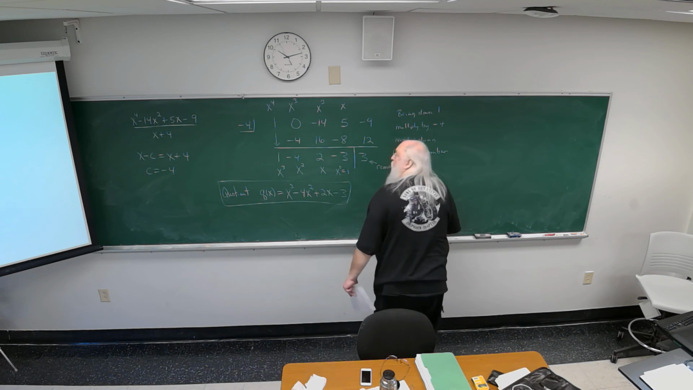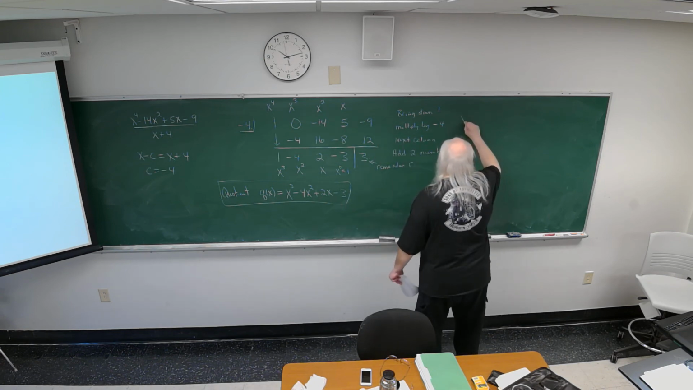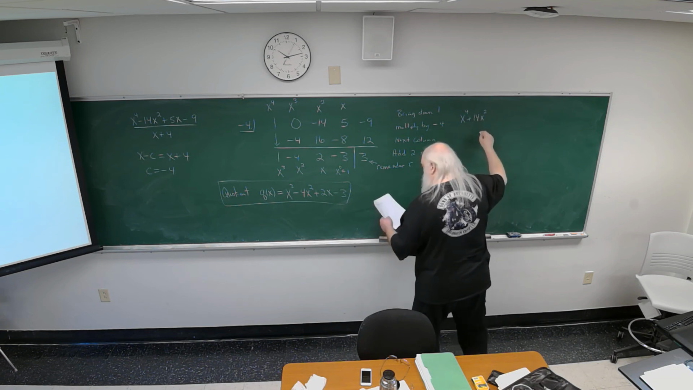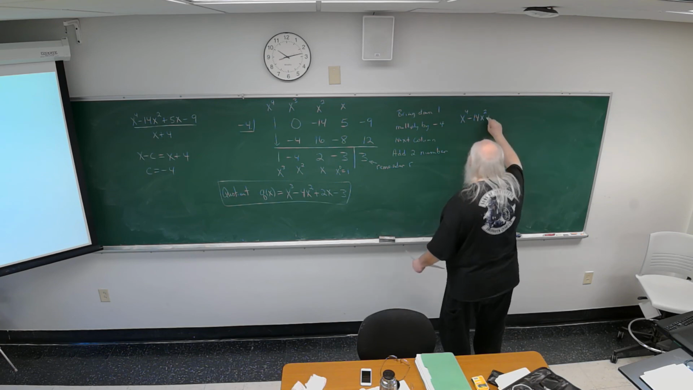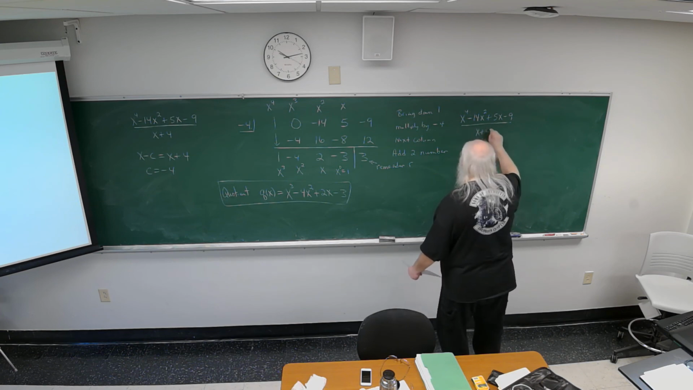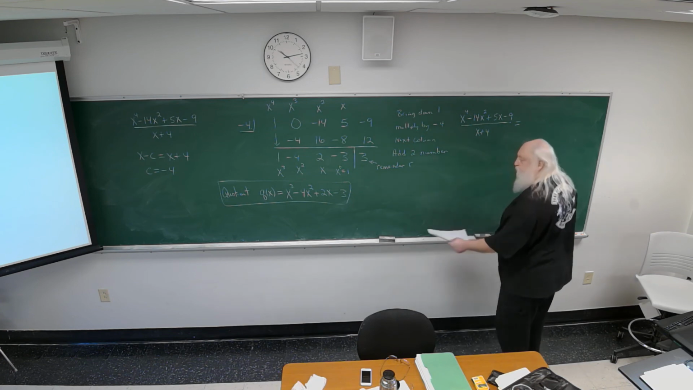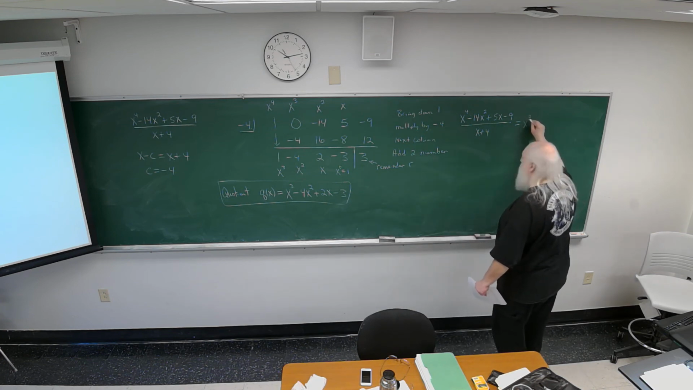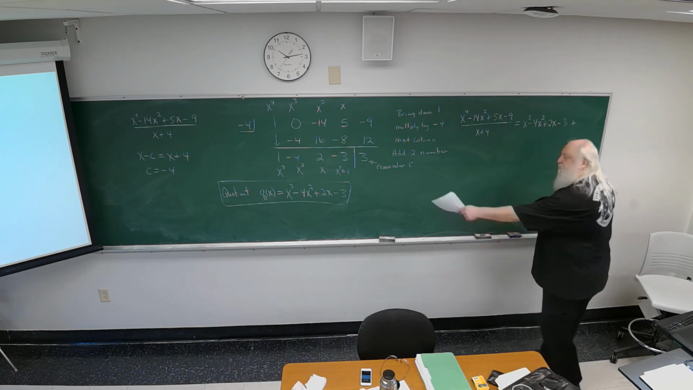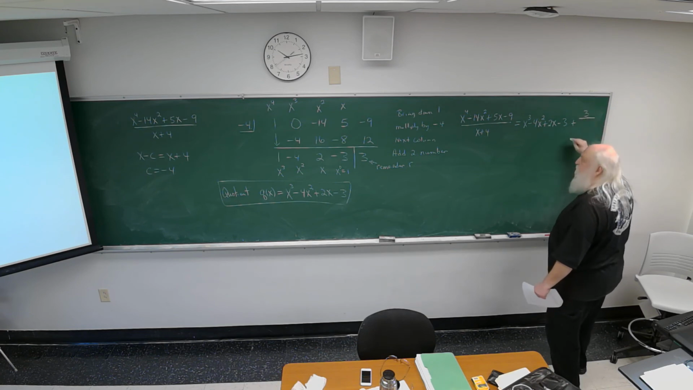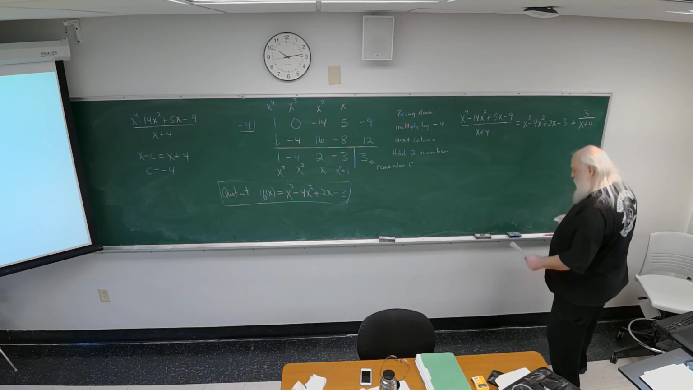Okay. So we can write x to the 4th minus 14x squared plus 5x minus 9 over the divisor x plus 4 is equal to the quotient x cubed minus 4x squared plus 2x minus 3 plus the remainder 3 divided by the divisor x plus 4.